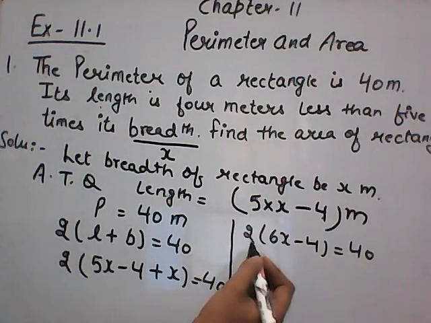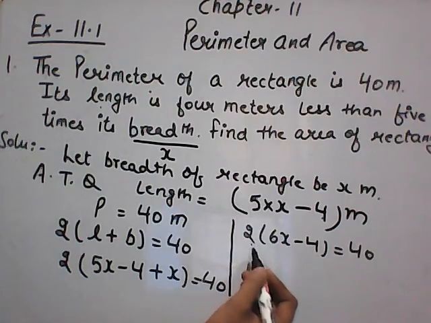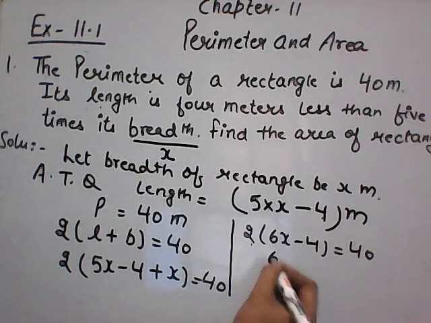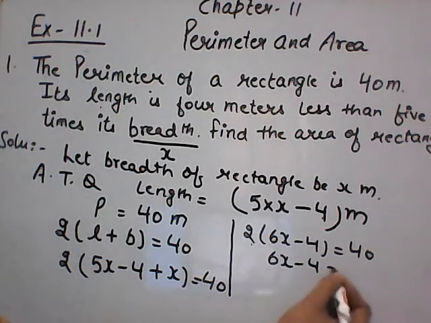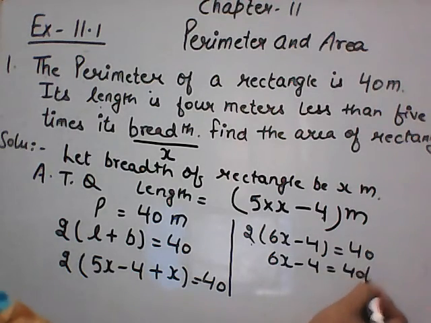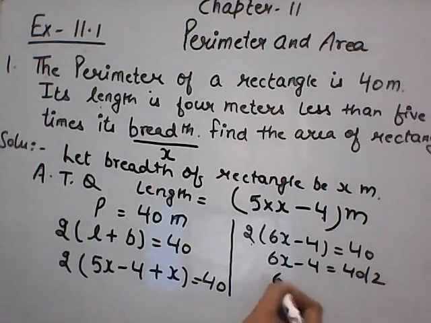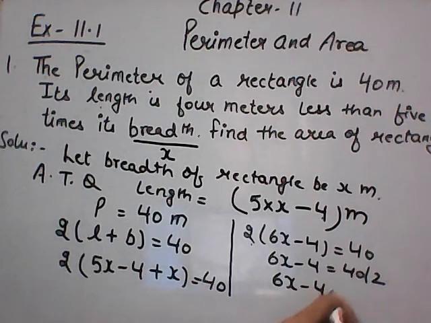Here 2 is a multiplier on the left hand side. When it goes to the right hand side, it becomes a divisor. So 6x minus 4 is equal to 40 divided by 2, which is 20. The sign of 4 is minus on the left hand side; when it moves to the right hand side, it becomes positive. So 6x is equal to 20 plus 4, and 20 plus 4 is 24.